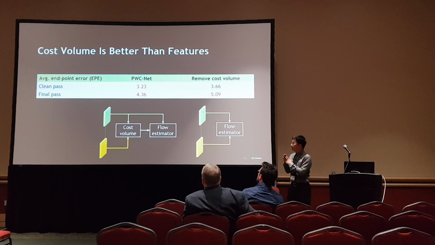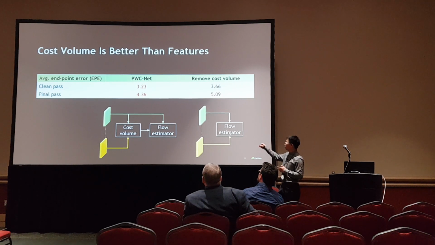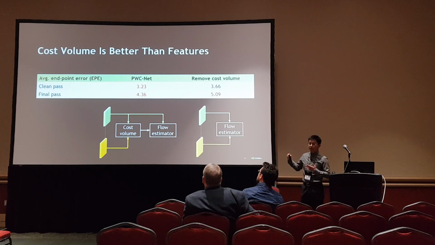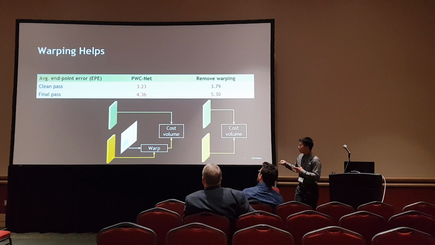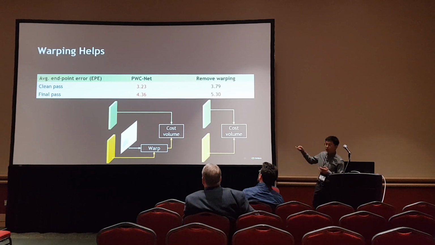Another test is we remove the cost volume. So we just give features of the first image and second image to the network. Again, there's a more than 10% drop in performance. The last thing is remove the warping operation. We just construct the cost volume using features of the first and the second image. And again, there's a more than 10% drop in performance, especially in the final pass. It's close to 20%.